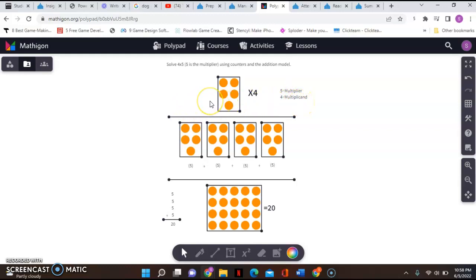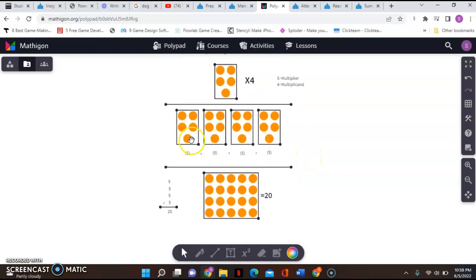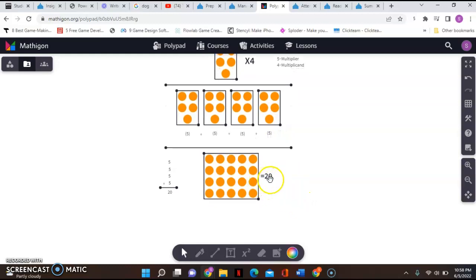The next step I did was I had to create 5 groups, or no, I had to create 4 groups of 5. And as you can see down here, I have 5 plus 5 plus 5 plus 5, because this is the addition model for multiplication. And when you add each of these values together, you come up with the sum of 20.